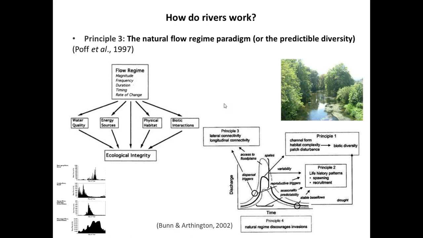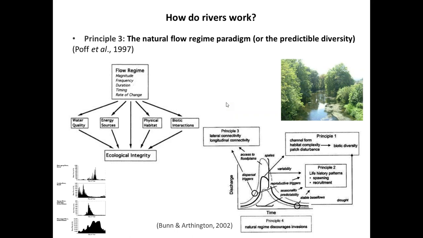sustains what is called ecological integrity, which is the capacity of the river to maintain a well-balanced and resilient number of communities, and which explains the health of the river system. So a river system with high ecological integrity is going to be healthy and is going to adapt correctly to natural or artificial disturbances which could happen in that segment of the river.